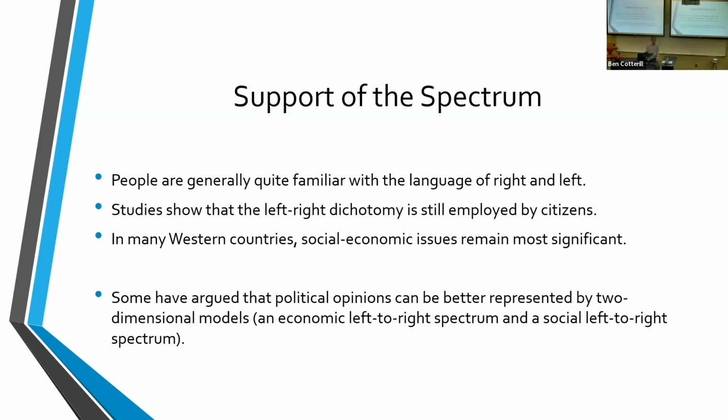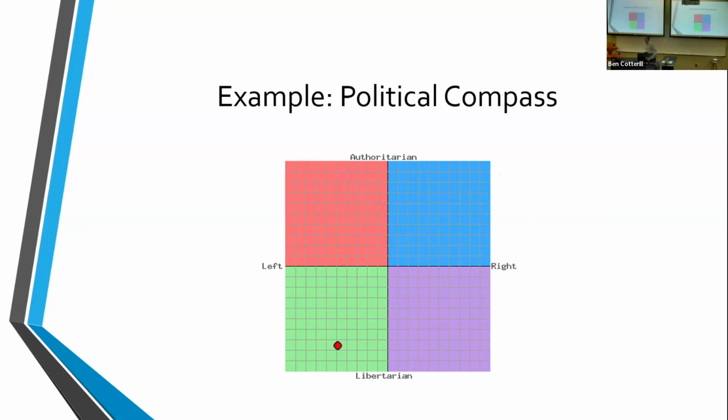But rather than viewing this as just one spectrum, many have argued that we should begin to view it as at least two spectrums, okay? A spectrum to do with social political views, and then a spectrum to do with economic political views, okay? And so this has given rise to tests like the political compass. Maybe you've seen this before. Hands up if you've taken this test.